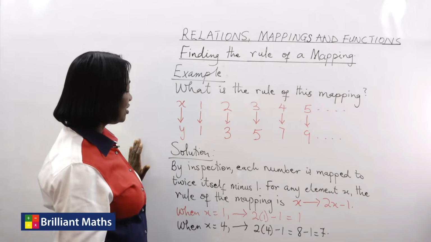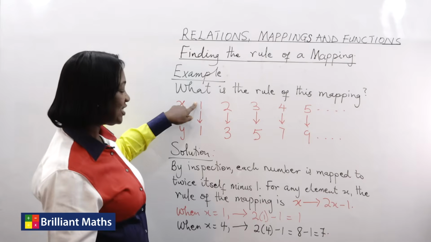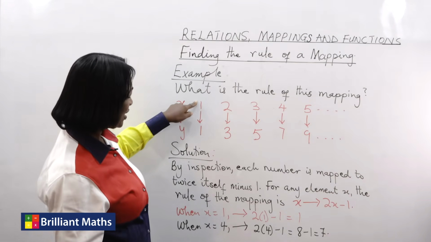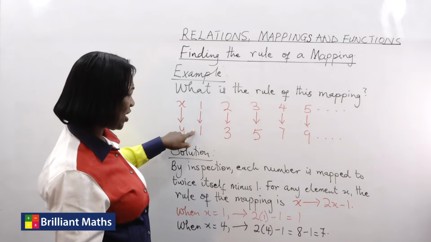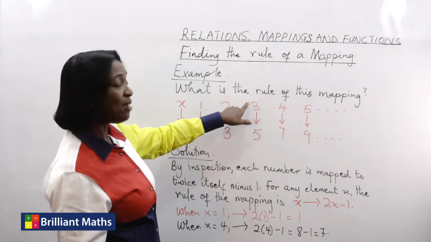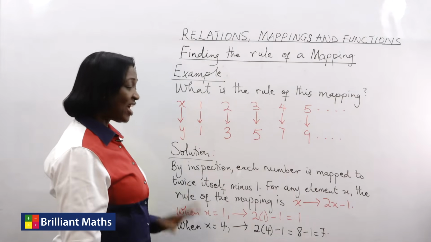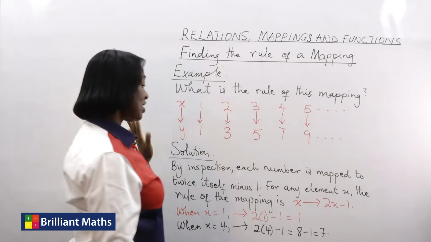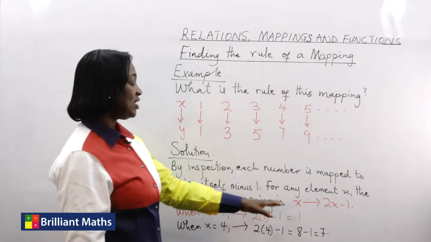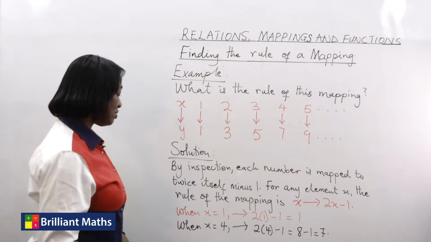What happens to the number in the domain to produce the number in the codomain? By inspection, we can see that each number is mapped to twice itself minus 1. So 2 times 1 is 2, minus 1 is 1. 2 times 2 is 4, 4 minus 1 is 3. 2 times 3 is 6, 6 minus 1 is 5. So obviously, that is the rule for this mapping. For any element x, the rule of the mapping is 2x minus 1. X maps to 2x minus 1.